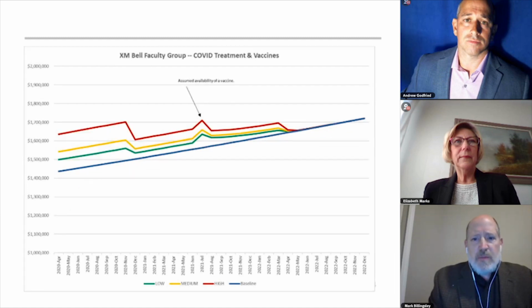The impact on a particular plan, just due to the range of severity of COVID-19 itself, is shown here. The three lines represent three different levels of incidence rate and severity. So you can see that the higher costs are expected to proceed for some time. And you can also see I've included a potential vaccine shown here as being introduced in July of 2021.